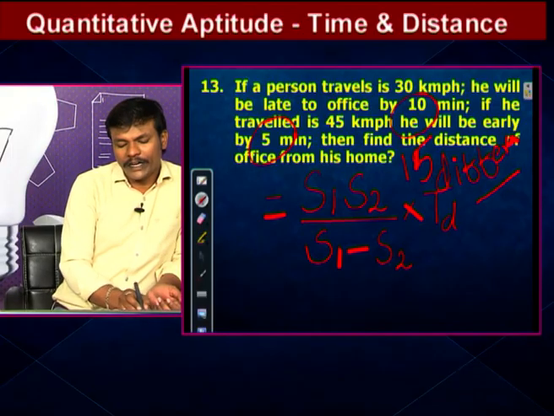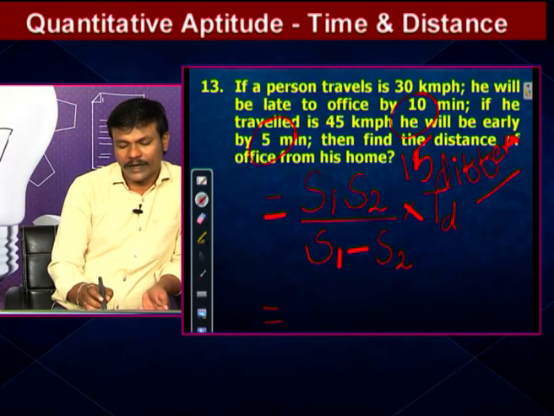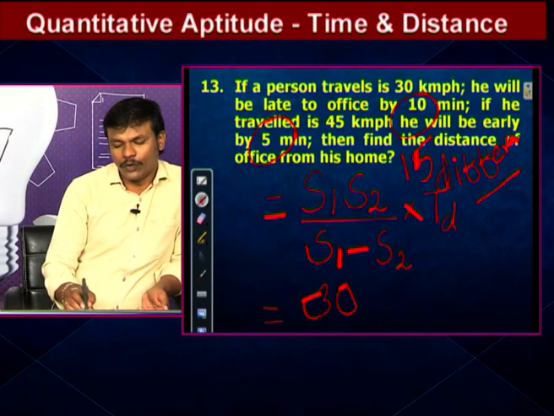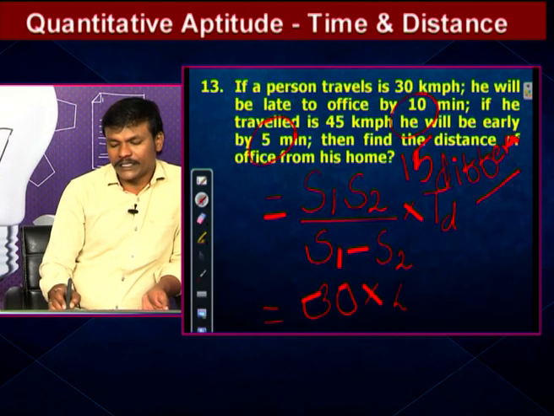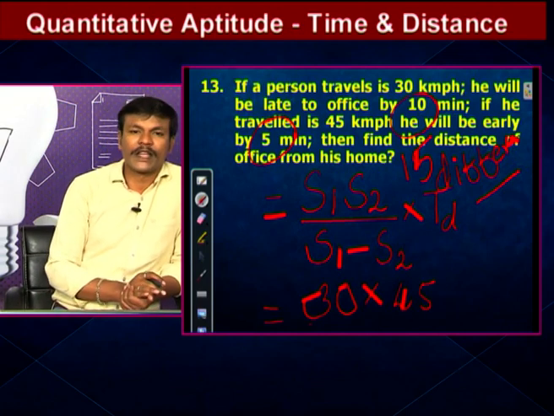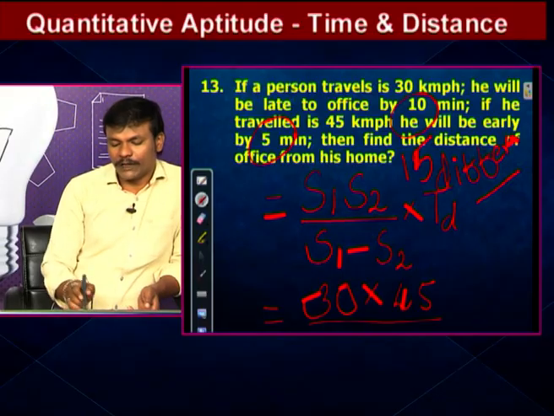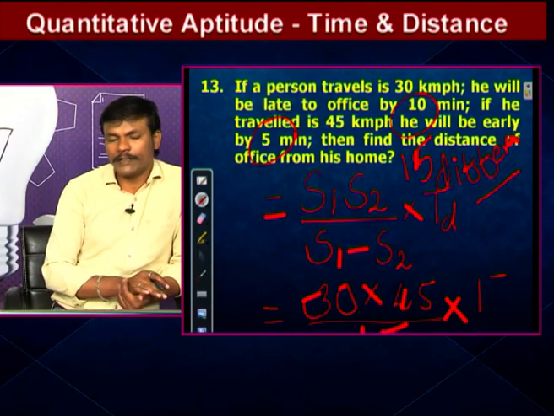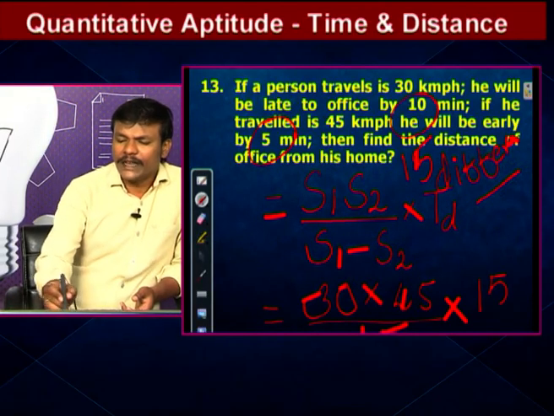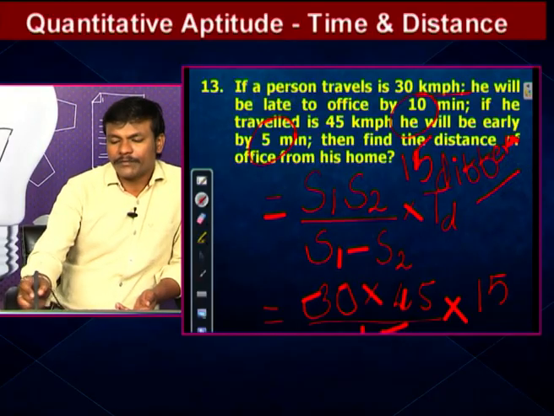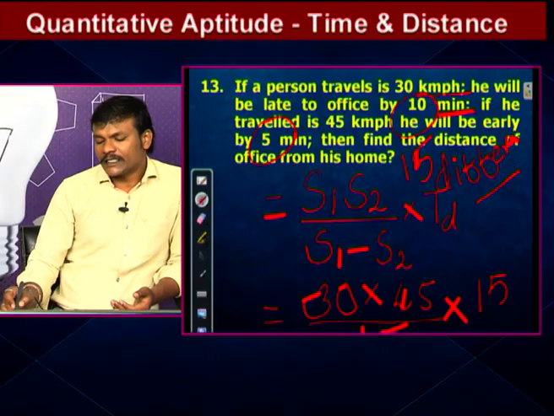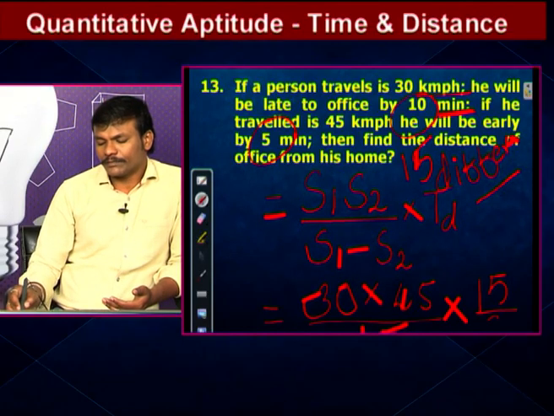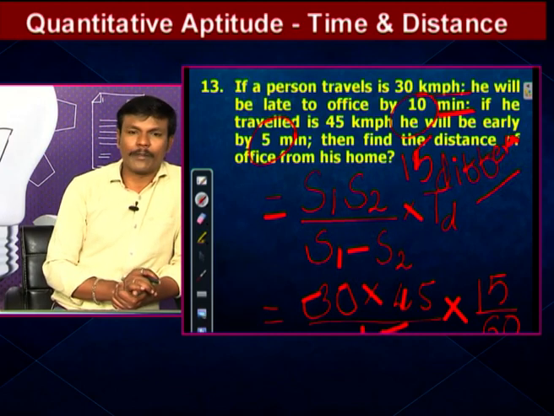So simply conclude it as S1 is 30 into 45, both speeds, by the difference of the speeds, which is 15, into the difference of the time, 15 minutes: 10 minutes late and 5 minutes early, 15 minutes. See this, speed is in kilometers per hour, time is in minutes. Minutes is converted to hours by dividing by 60.